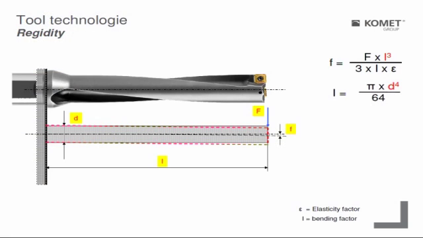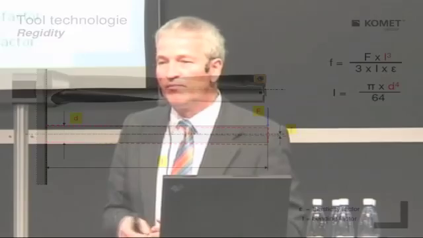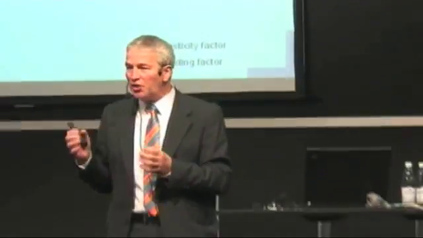When you look below the line, you can see this I. This I will be the bending factor of the material, and here it's pi times D to the power of 4, divided by 64. So the tool diameter here is also very, very important. So keep the connection of the tool as rigid as possible. This is the message I would like to show here.